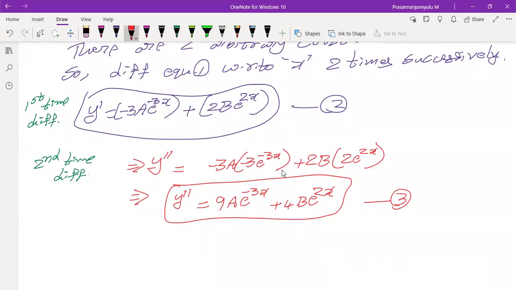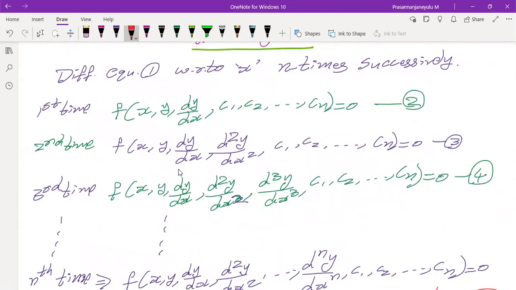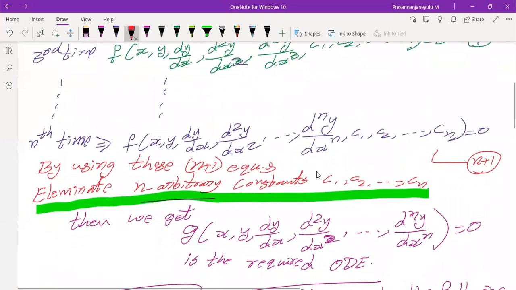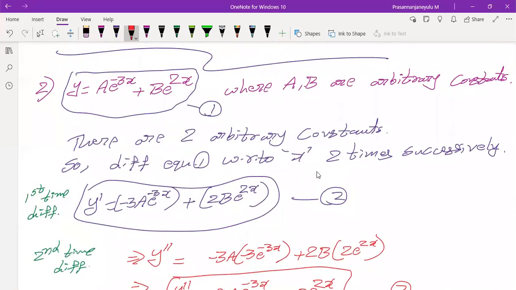Only because of this reason, I mentioned in the procedure, while we do the first time differentiation, we don't know which arbitrary constant will be eliminated or not. That we cannot write. So I have written only C1, C2 and so on up to Cn, for the second time, third time, all the times. We cannot say when we do one-time differentiation whether one arbitrary constant will be eliminated or not. It totally depends upon the problem. Clear?